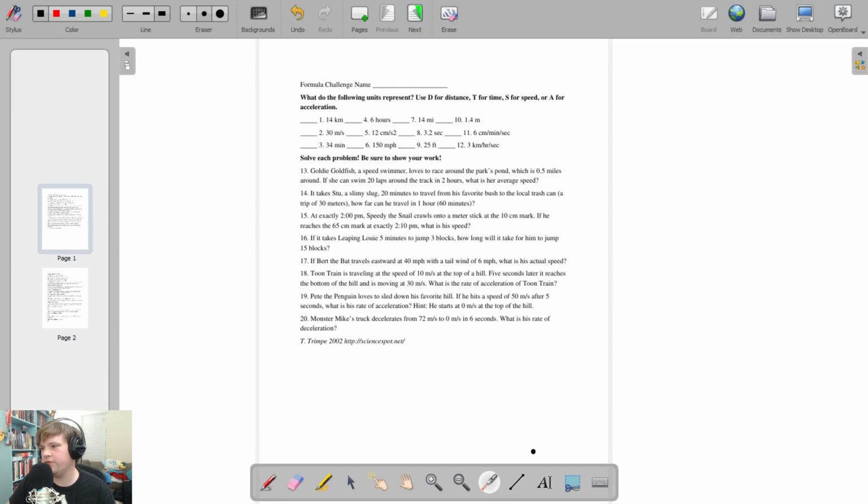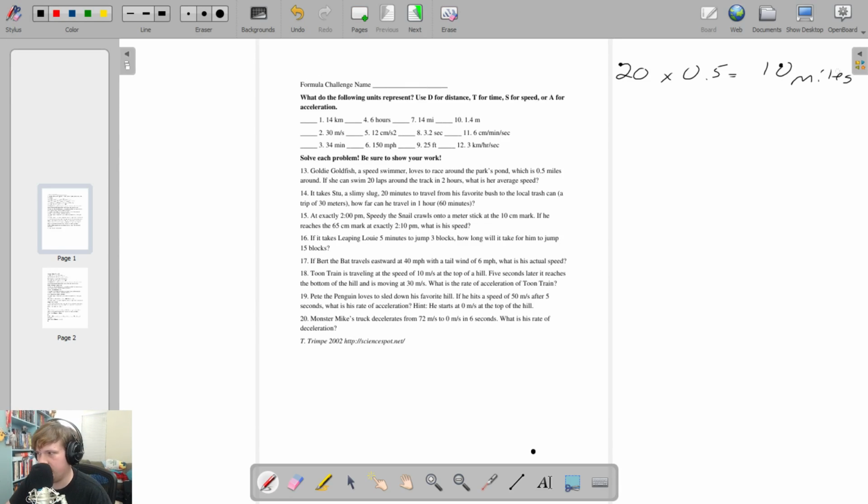All right, Goldie the goldfish is a speed swimmer, going quick, loves to race around the park's pond, which is 0.5 miles around. If she can swim 20 laps around the track in 2 hours, what is her average speed? Okay, so she's doing 20 laps in 2 hours. So we're going to set this up. We are going to do 20 laps, which is 0.5 miles each, right? So we need to figure out how far that actually is. So we're going to do 20 times 0.5 to give us 10 actual miles.